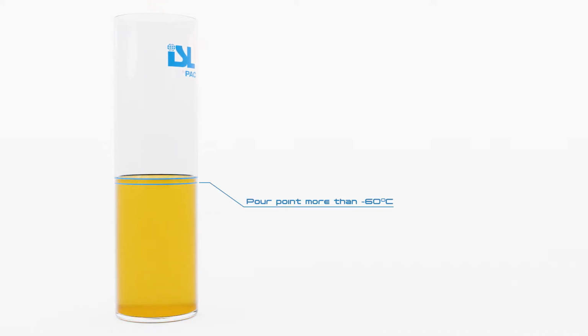To run a test, fill a clean and dry test jar with the sample up to the mark. The bottom of the meniscus should be leveled with the mark. The pour point test jar has 2 level marks. The lower mark is used for samples with pour points higher than -60°C. The upper mark should be used for low temperature tests, with expected pour points of less than -60°C.